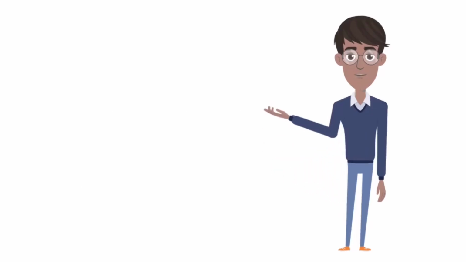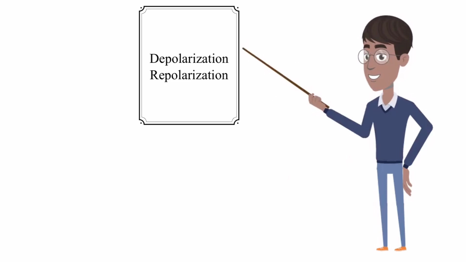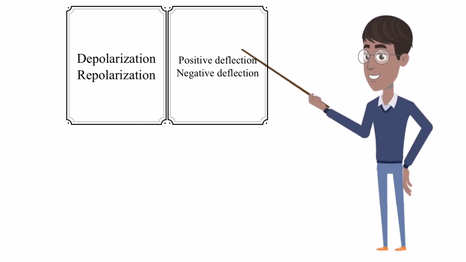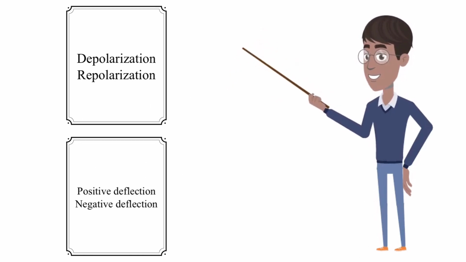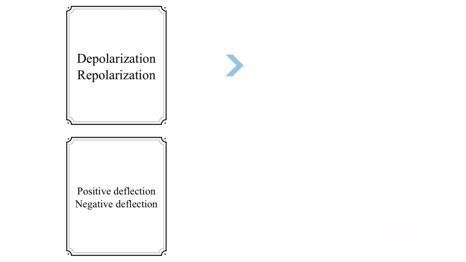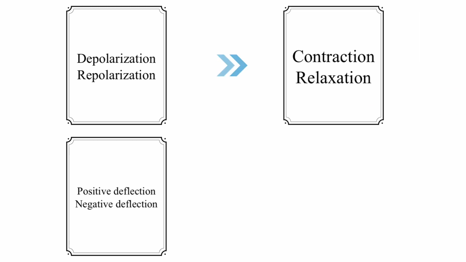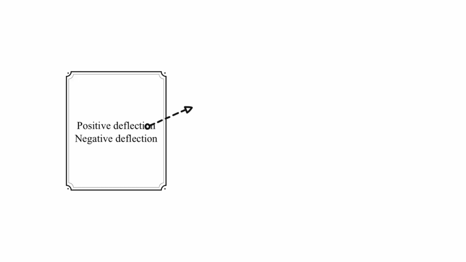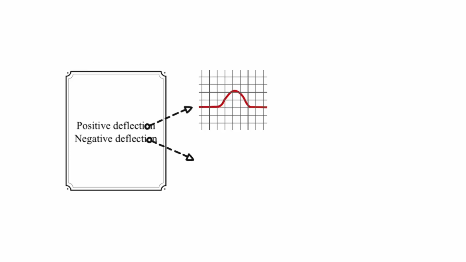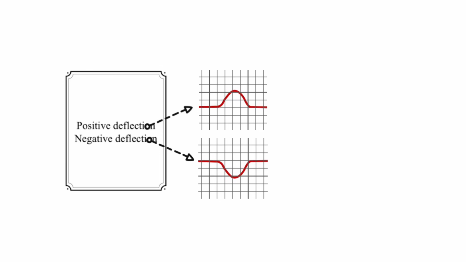Before we proceed, let's look at some terms that will be used in the video, which include depolarization and repolarization, positive deflection and negative deflection. In simple terms, depolarization and repolarization lead to contraction and relaxation of the heart respectively, while positive deflection and negative deflection mean upward wave and downward wave respectively.